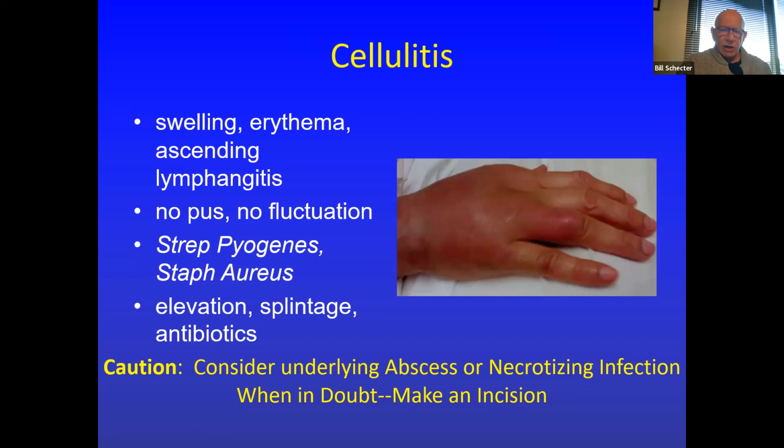But the bottom line here is, when in doubt, if you're not sure whether there's an abscess or not, make an incision. You're never wrong to make an incision, put some retractors in there, look around and see if there's an abscess. Because you can treat cellulitis to the cows come home, but if there's an underlying abscess, you're not going to solve the problem.